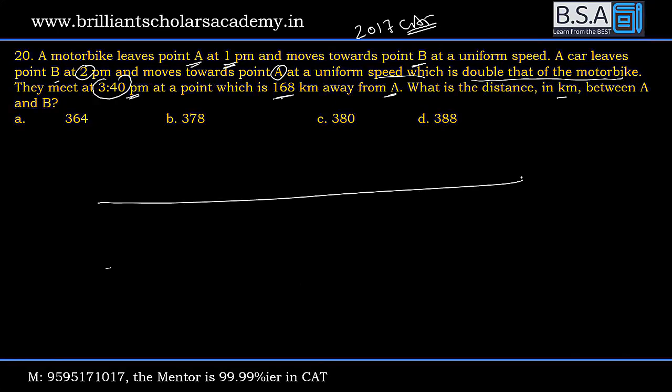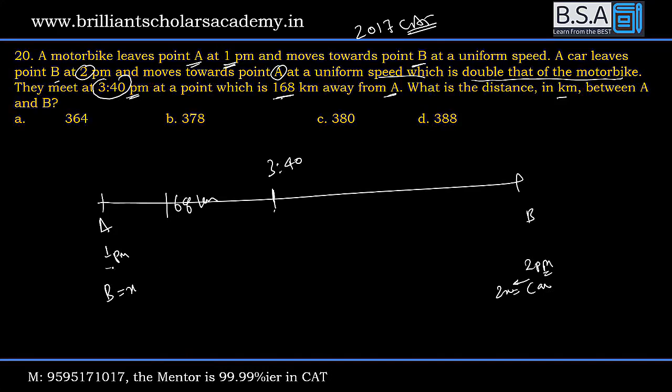What are the points? Points are A and B. At 1 p.m, what is happening? A motorbike moves towards B. I'm calling the bike, let us say B. At 2 p.m, what is happening? At 2 p.m, the car starts from here. The car starts from here at 2 p.m. And motorbike, let us say, has a speed of x. The car has a speed of 2x. When do they meet? They meet at 3:40. At what distance? 168 kilometers from A.